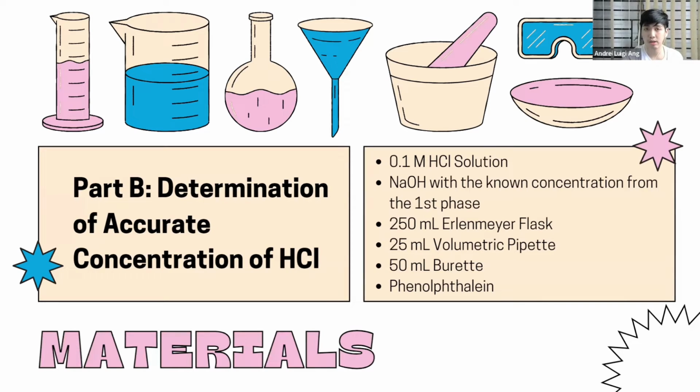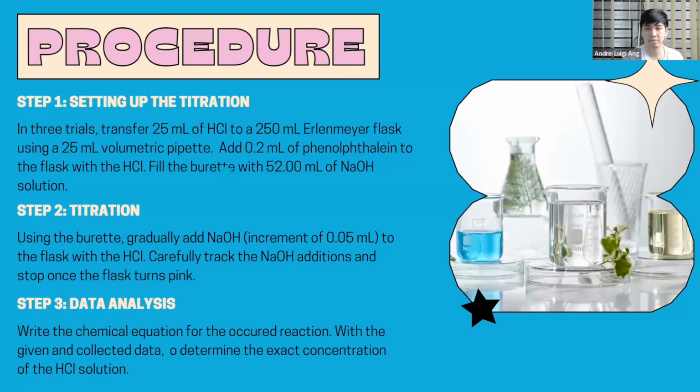Moving on to the second phase of the experiment, the following materials were used: 0.1 molar HCl solution, NaOH with the known concentration from the first phase of the experiment, 250 ml Erlenmeyer flask, 25 ml volumetric pipette, 50 ml burette, and lastly, phenolphthalein. To start, we transferred 25 ml of HCl into a 250 ml Erlenmeyer flask using the 25 ml volumetric pipette. This was also done in 3 trials.